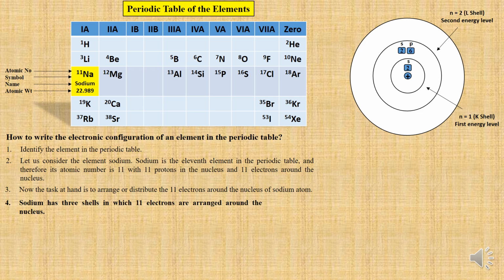And this is followed by the third energy level, which is the highest energy level in the case of the sodium atom. And this will be the valence shell. And in the third shell, you find only 1 electron housed in the s orbital, while the p and the d orbitals are unfilled.